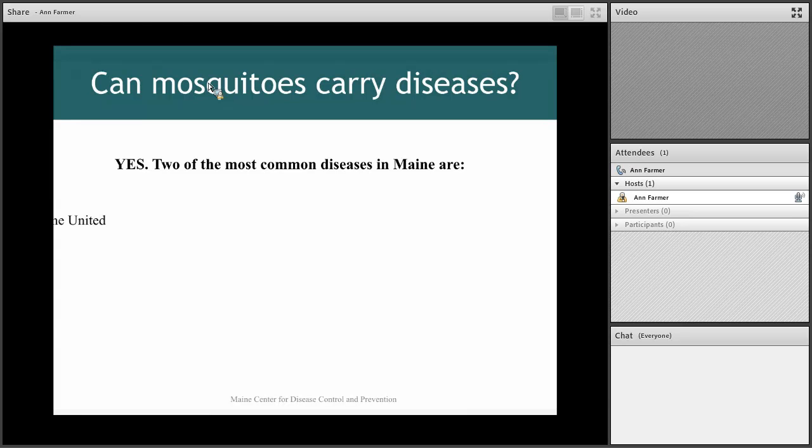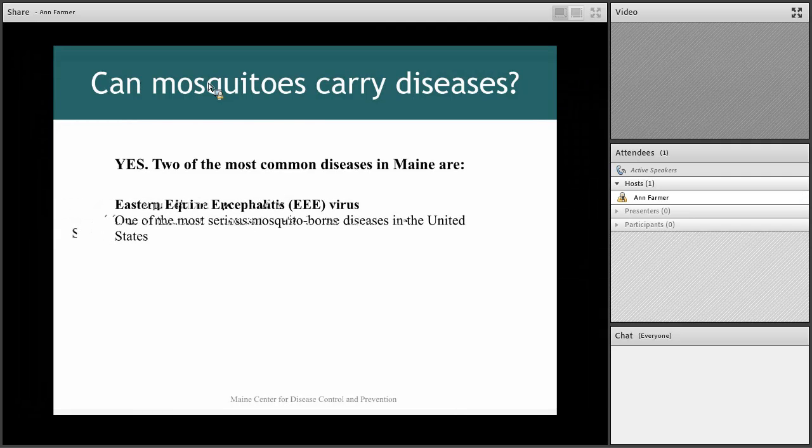Triple E is one of the most serious mosquito-borne diseases in the United States. It has a very high hospitalization rate, and out of the people who get sick, about a third of those will die. Triple E is found mostly on the East Coast, whereas West Nile is found throughout the continental U.S. Maine was actually the last state in the United States to have a case of West Nile virus. We had our first human case in 2012.